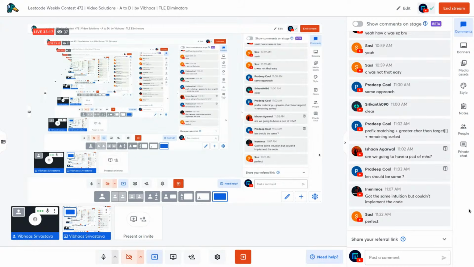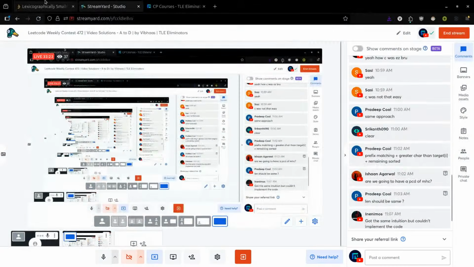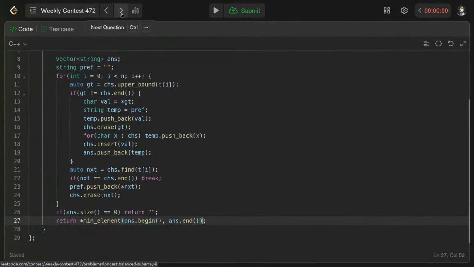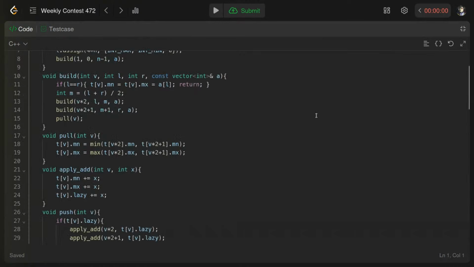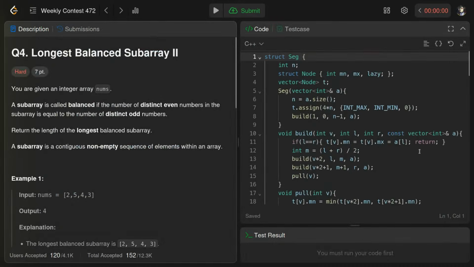Okay, let's move on to problem D. Problem D is also just a harder version of problem B, but it will require some prior knowledge. Usually problem D requires some prior knowledge. Fine. So for problem D, it's similar to problem B, longest balanced subarray.